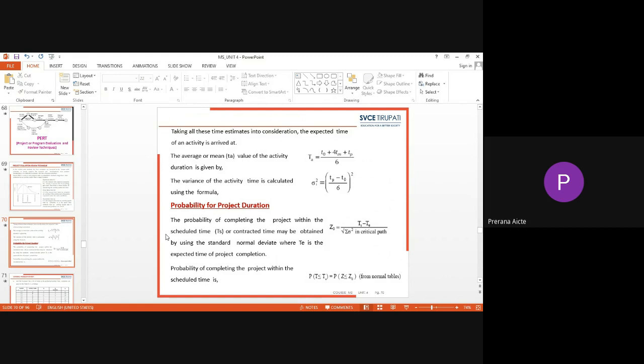You can also find the probability of completing the project within the scheduled time: it is P of T less than TS, which is equal to P of Z. This is actually obtained from the normal distribution tables, because the probability is generally based on the assumption of the normal distribution curve. So in this particular PERT technique, we use the normal distribution for estimating the probability.